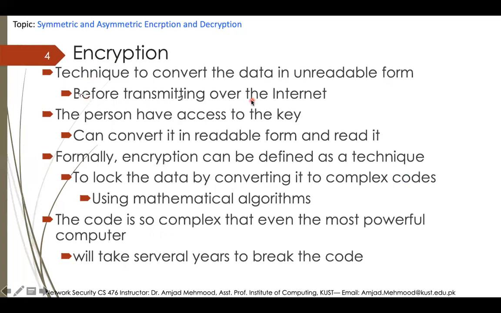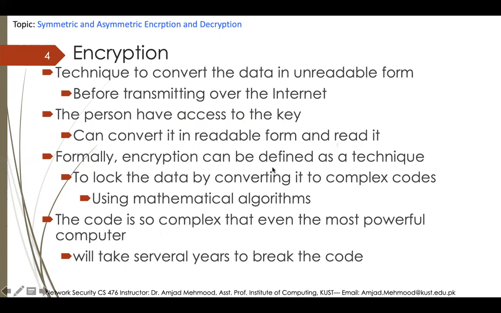network. So this is the technique that we convert the data into a form which cannot be read by any attacker or intruder until you have a specific key on the recipient side. The person should have access to the key. This is the underlying, or you may call it the main goal, that the person should have access to the key if he or she wants to decrypt the data, so they can convert it into readable form and read it.